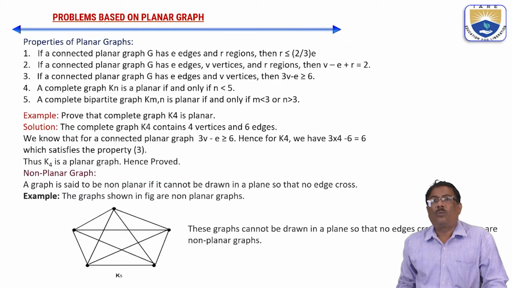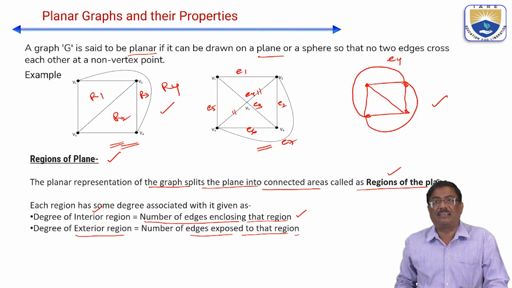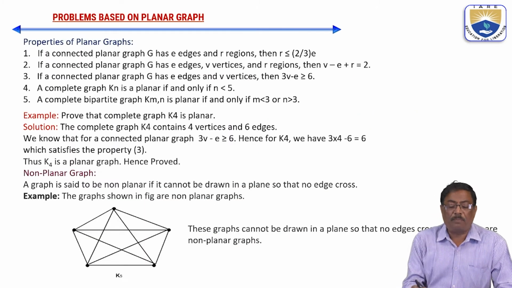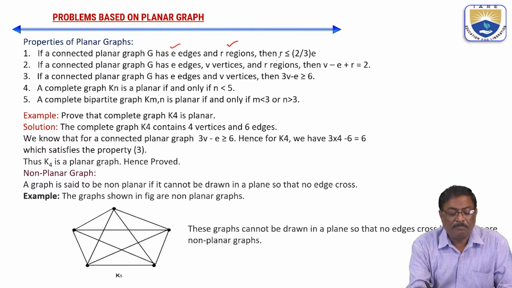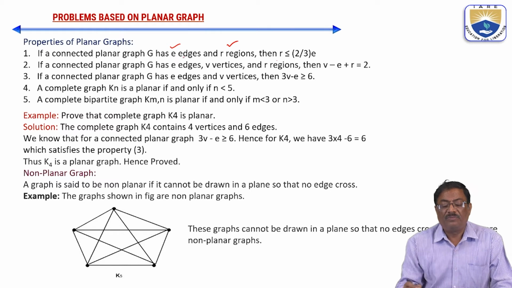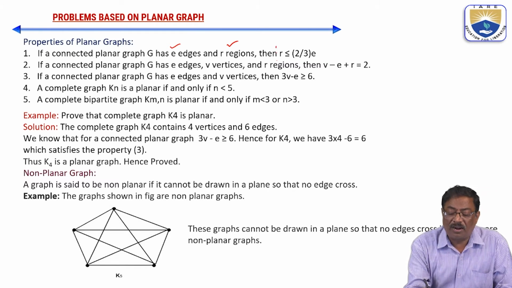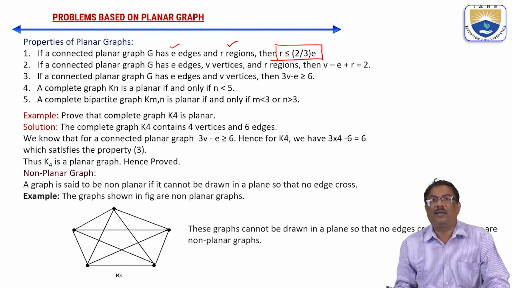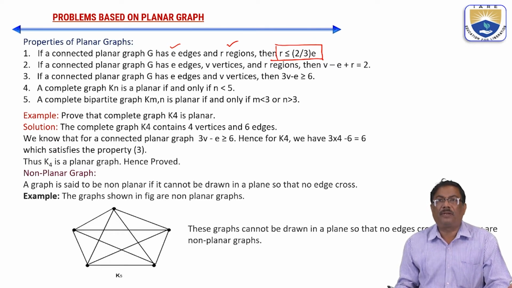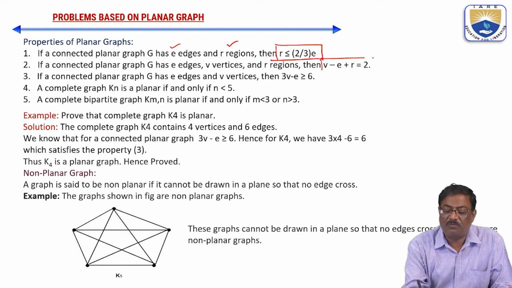Now let us go for the properties of the planar graph. If G is a connected planar graph which has E edges and R regions, then R is less than or equal to 2 by 3 into E. This is one of the properties. And of course, Euler's theorem is the second property.